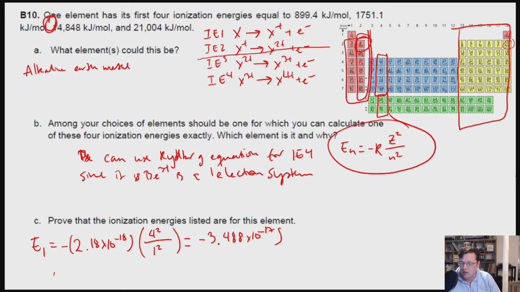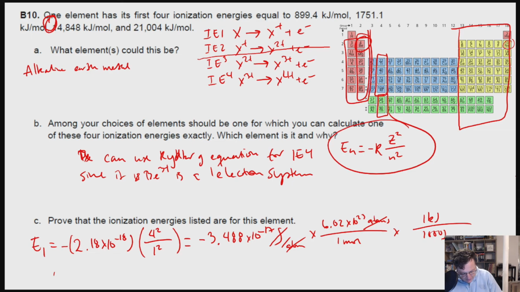To convert, note that this is per atom, so all we have to do is multiply our value by Avogadro's number, 6.02 times 10 to the 23rd atoms divided by 1 mole, and also convert to kilojoules with 1 kilojoule over 1,000 joules. That way atoms cancel, joules cancel, and we end up only with kilojoules per mole.